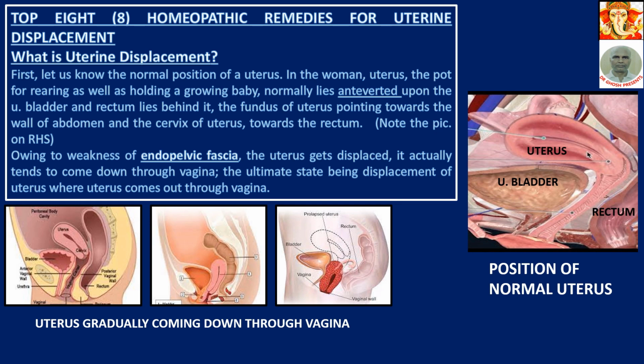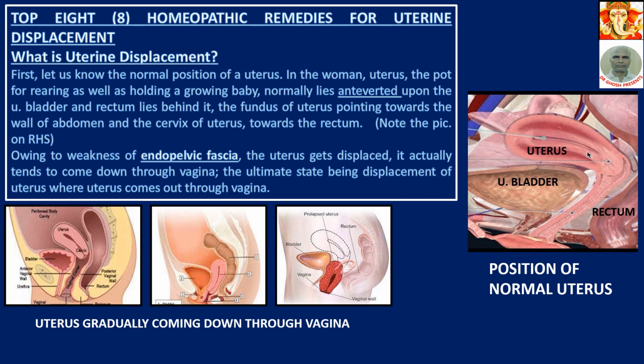normally lies anteverted upon the urinary bladder, and the rectum lies behind it. I will explain the picture on the right hand side very soon. The fundus of the uterus points towards the wall of the abdomen and the cervix of the uterus towards the rectum. Note the picture on the right hand side.